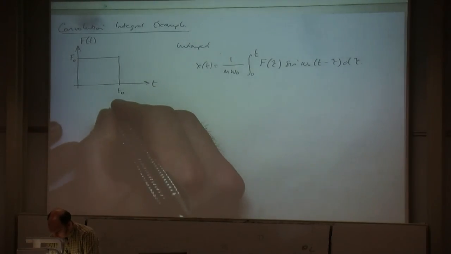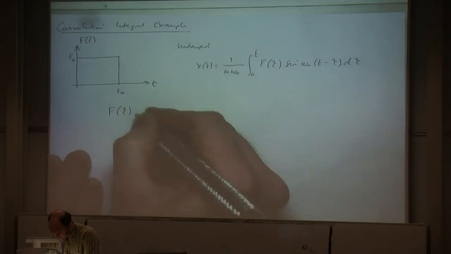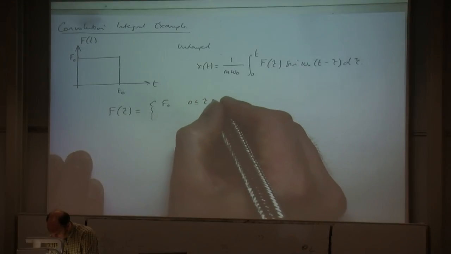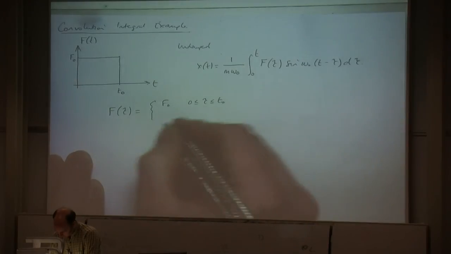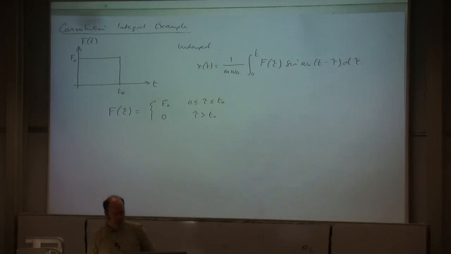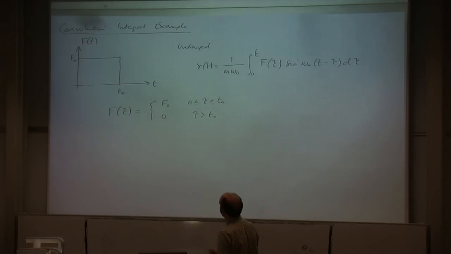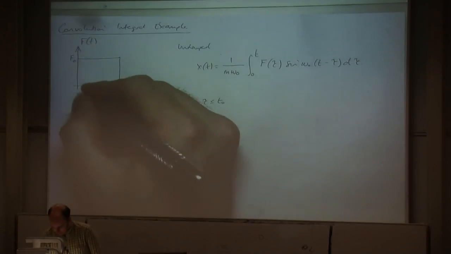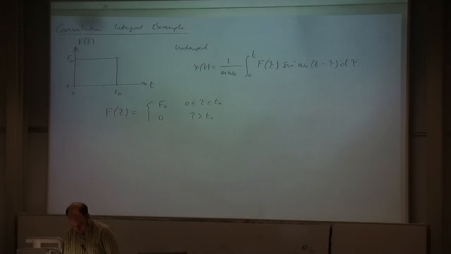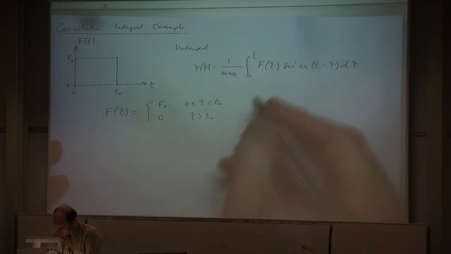So this function, defined analytically, f of tau, is f0 between 0 and t0, and it's 0 for tau greater than t0. There's obviously 0 before then as well. I've got 0 here. So there are two domains: a domain between 0 and t0, and a domain from t0 onwards. And we have to apply this integral for both of those domains.